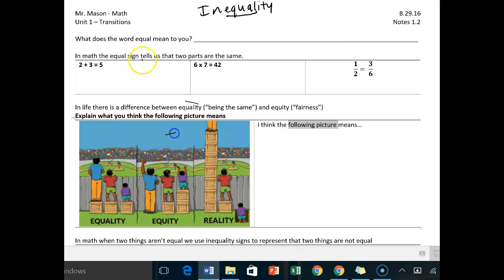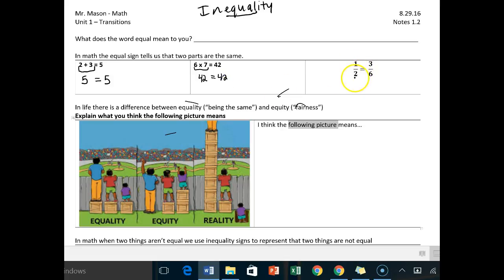So in math, the equal sign tells us that two parts are the same, right? So 2 plus 3 equals 5. What this basic sentence is saying is this side is 5, and that is equal to 5. 2 plus 3 is equal to 5. An equal sign tells us that two sides are basically balanced. Same thing here. 6 times 7 is equal to 42. That's saying that these two guys, when you multiply them together, are equal to 42.